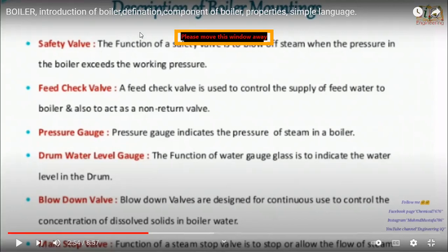Yes, any question? Shinde, Gorak Shinde, any question? Gorak Shinde?